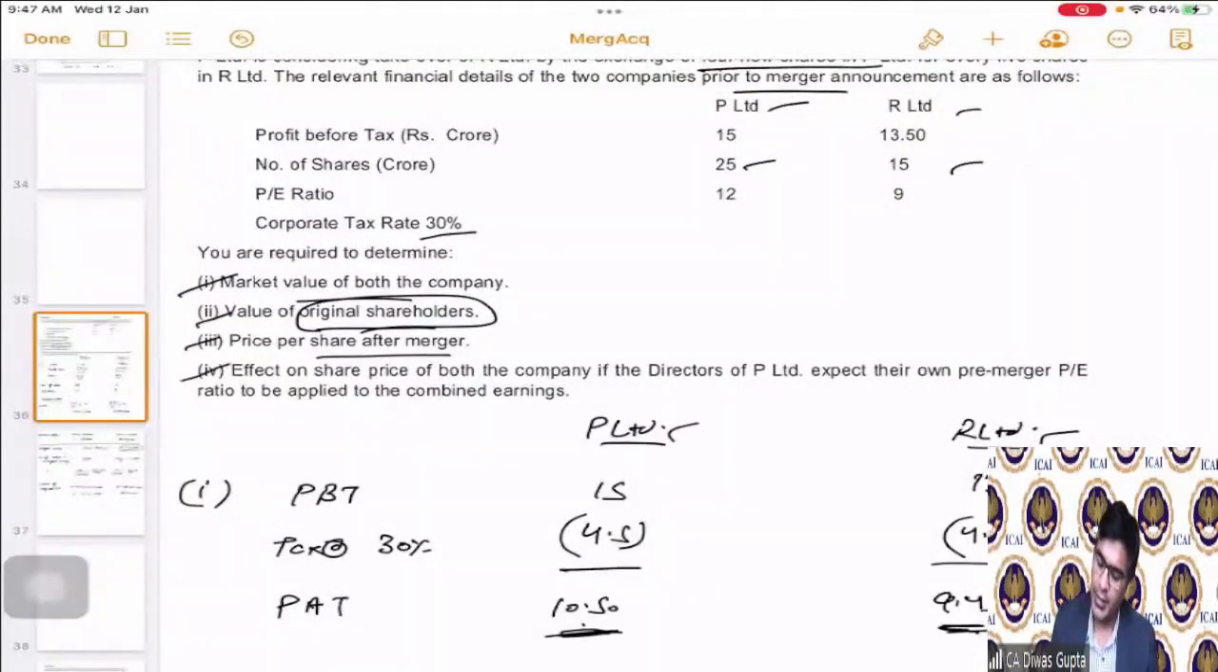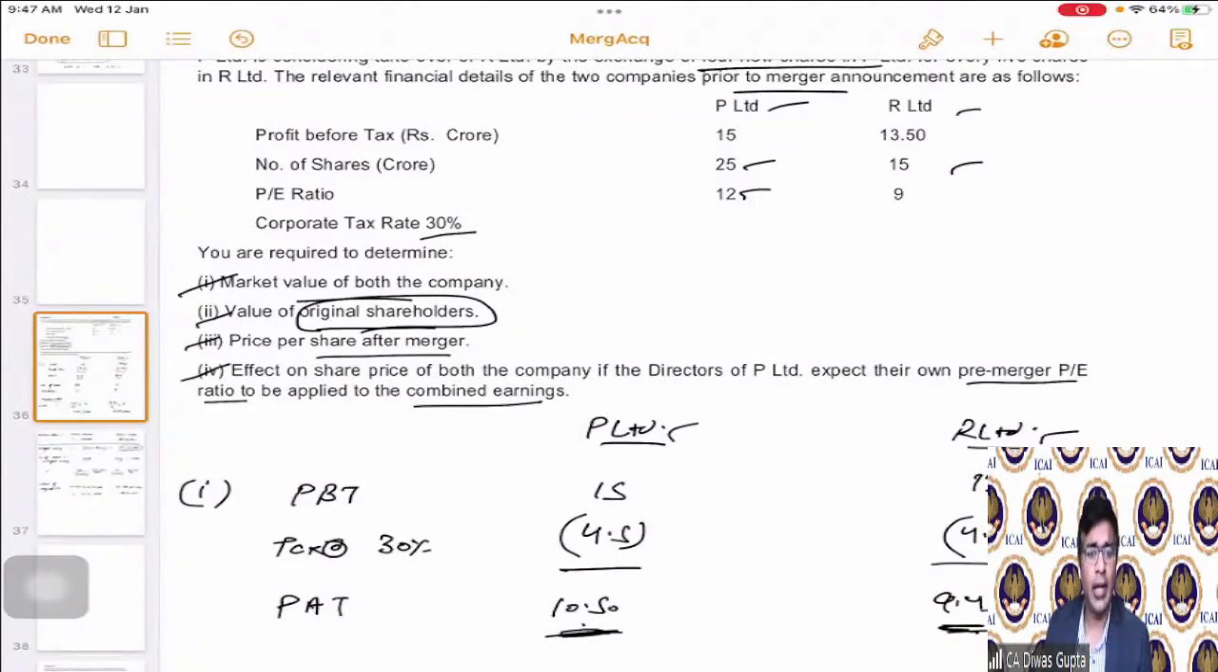Now the last part says that effect on share price of both the company if the directors of P Limited expect that their own pre-merger PE ratio to be applied to the combined earnings. That is what we have done in the previous step also, correct? We have applied their current PE ratio of 12 to the combined earnings. That is how we calculated the price per share after merger.